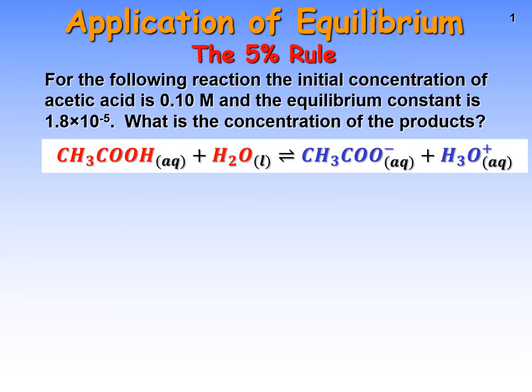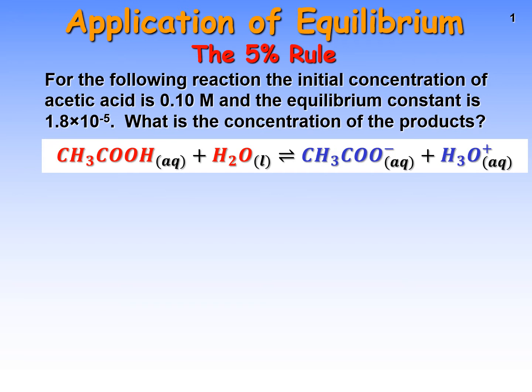Hello Chem 1B, this is chapter 15, lecture video 5, and we're going to be discussing, at least in the beginning of this video, the 5% rule. So sometimes it's not necessary to do the quadratic equation, and that's what the 5% rule is all about.